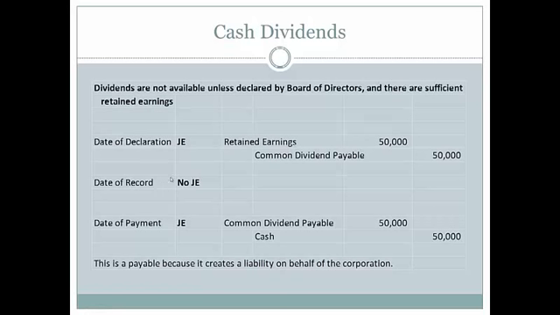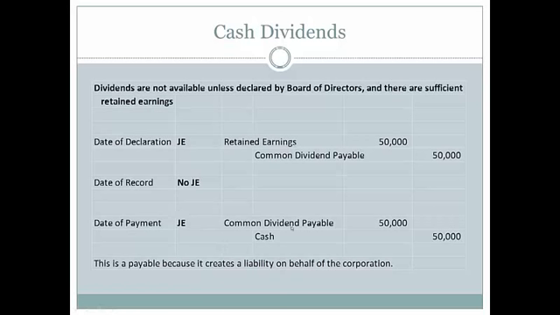So this doesn't require a journal entry. It's just a housekeeping type of thing in order for them to be able to determine who they're going to pay out the dividends to. Now, the date of payment is going to engender the cash payment. So, of course, we need a journal entry.